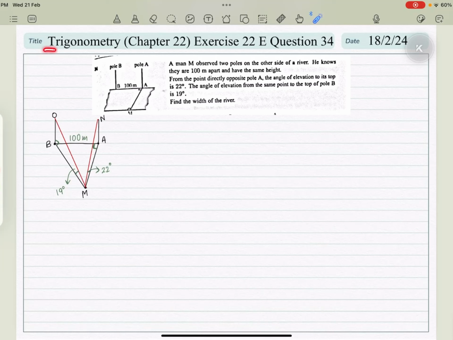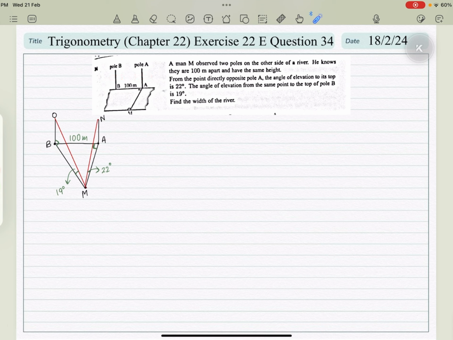Everybody, so today we're dealing with Trigonometry chapter 22, exercise 22E, question 34. In this question, it's stated that a man M observes two poles, pole A and pole B, on the other side of a river. He knows that they are 100 meters apart from each other and have the same height.